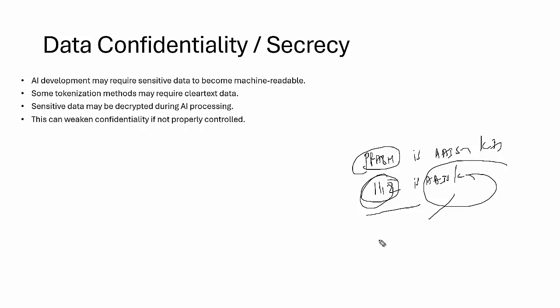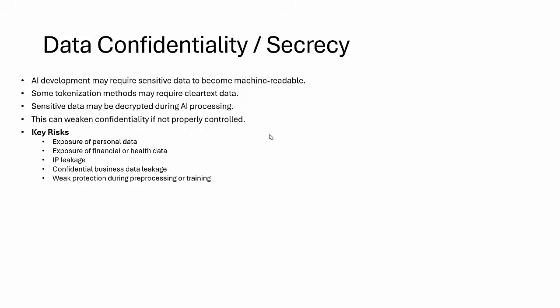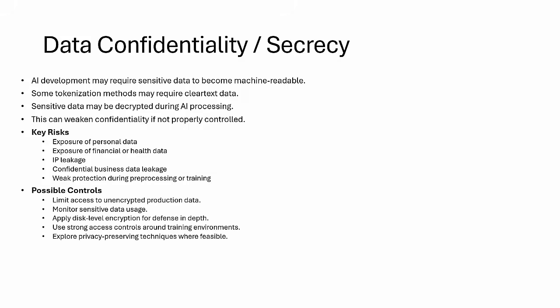So whenever we want to train the model, we have to look for the opposite of encryption, because if you use encrypted data, the model cannot learn from that. So make sure the sensitive data may be decrypted during AI processing, but this can weaken confidentiality if it's not controlled properly. The key risks are exposure of personal data, IP leakage, weaker protections, and so on. One of the possible controls is to limit access to unencrypted production data, monitor sensitive data, apply disk level encryption, and use strong access control.